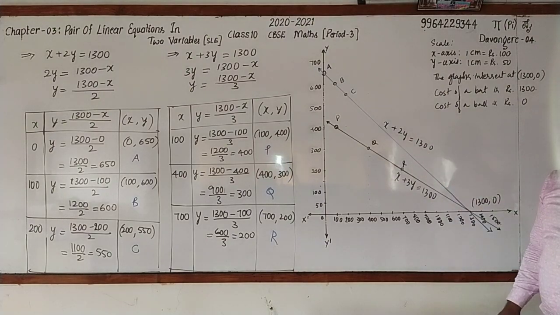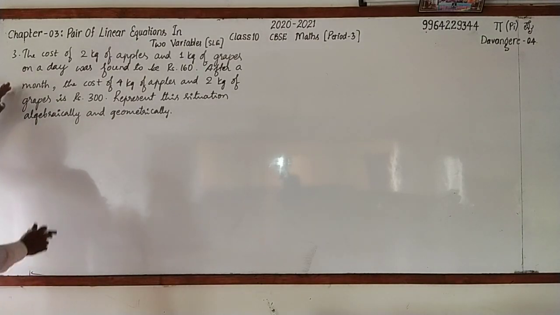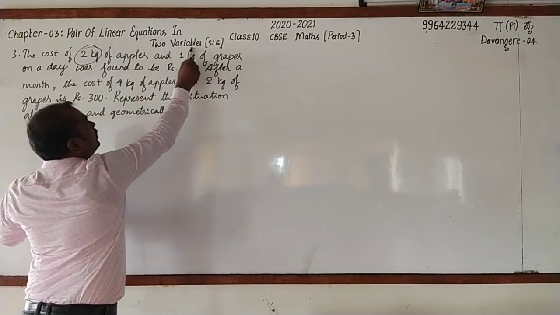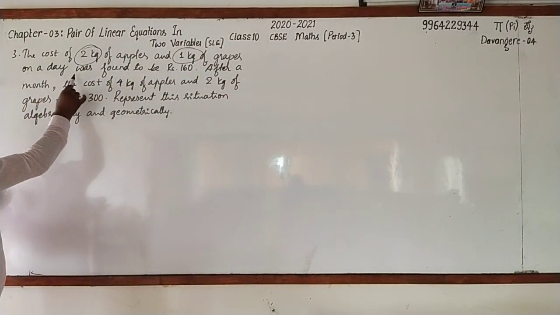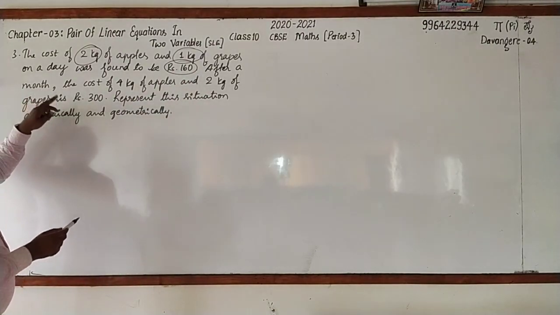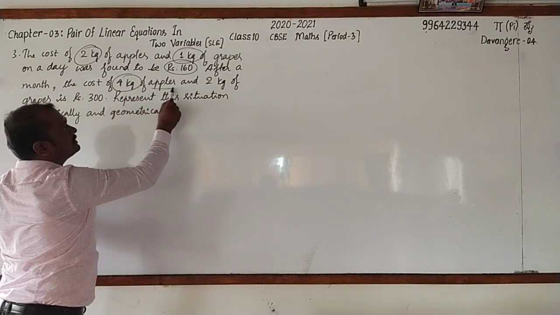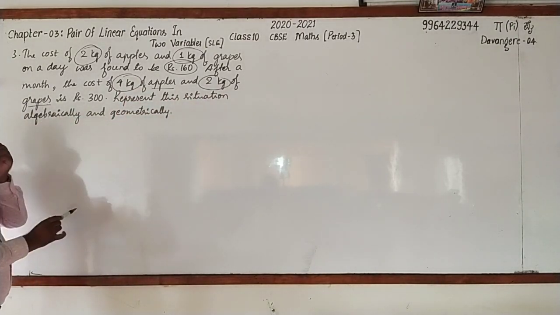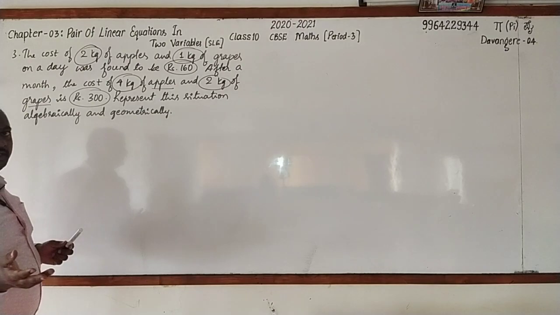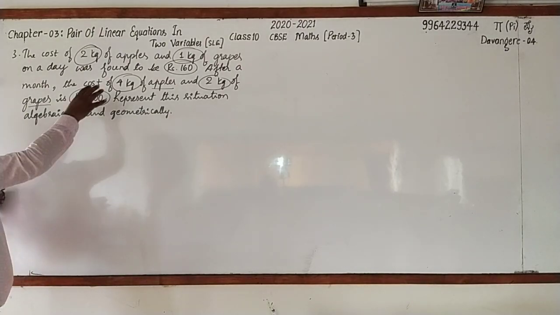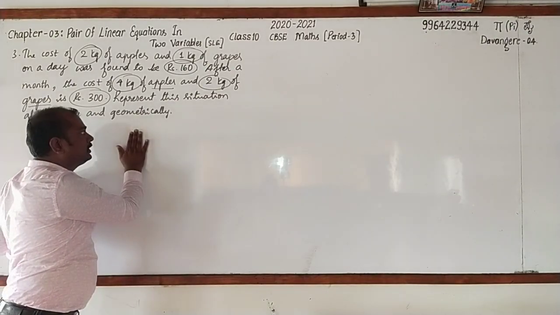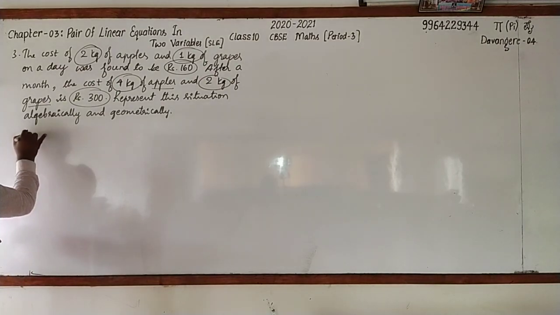Go for this. Observe, this is the third one. The cost of 2 kg of apples and 1 kg of grapes on a day was found to be 160. After a month, the cost of 4 kg of apples and 2 kg of grapes is rupees 300. Represent this situation algebraically and geometrically. That is, the situation should be converted into equations, then those equations should be represented on the graph. Let's go for writing that.